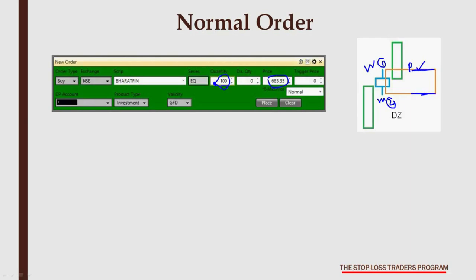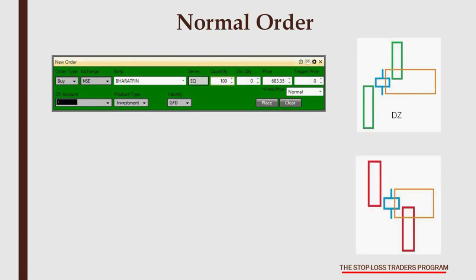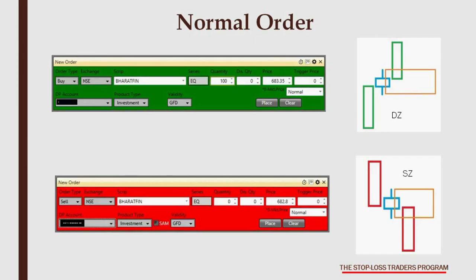Now here, can you see this in case of a demand zone? The low of this candle is actually below the low of the base. Can you see this? And then the low of the move out candle is above the low of the base.